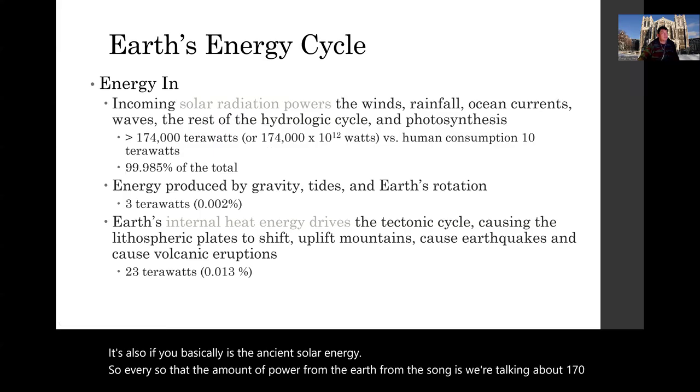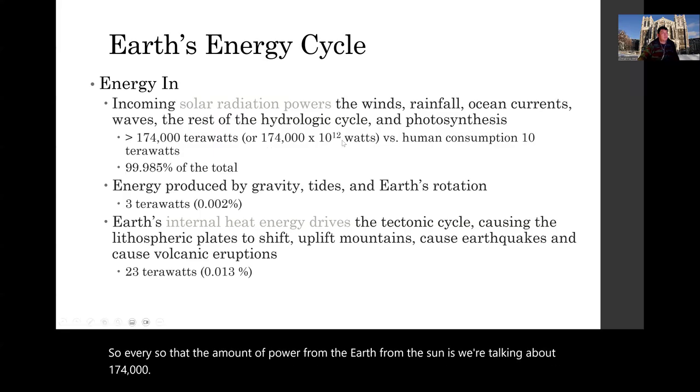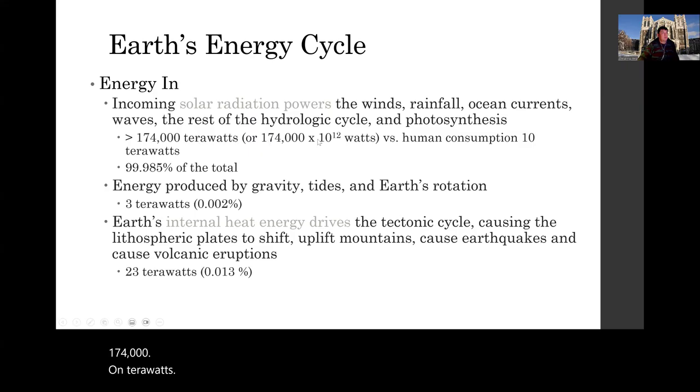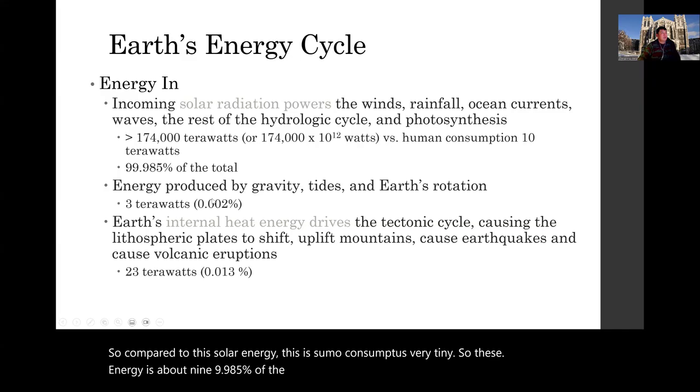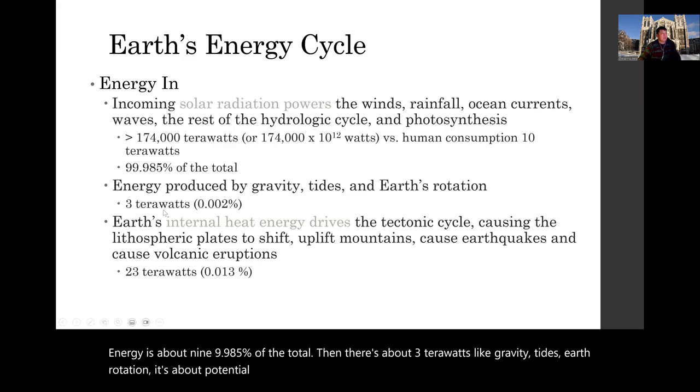Okay, so the amount of power from the sun is, we're talking about 174,000 terawatts. Human consumption these days is about 10 terawatts. So compared to this solar energy, human consumption is very tiny. So this energy is about 99.985% of the total. Then there's about 3 terawatts predicted by gravity, tides, Earth's rotation. That's about potential energy, about 3.02%. So energy mostly comes from solar radiation.